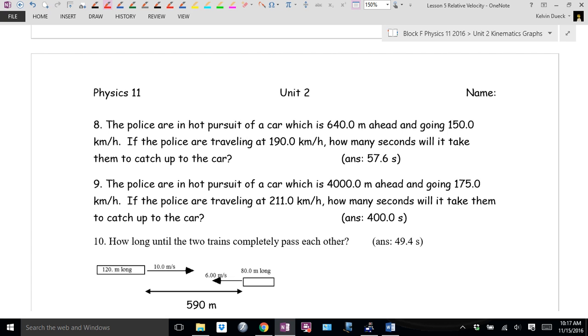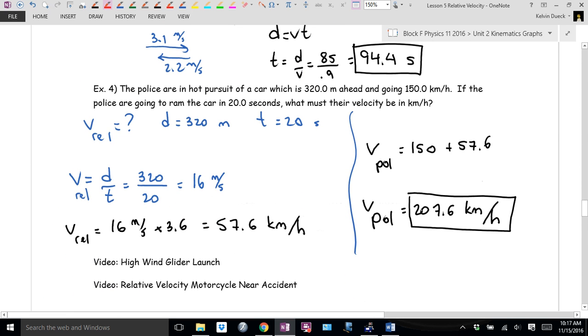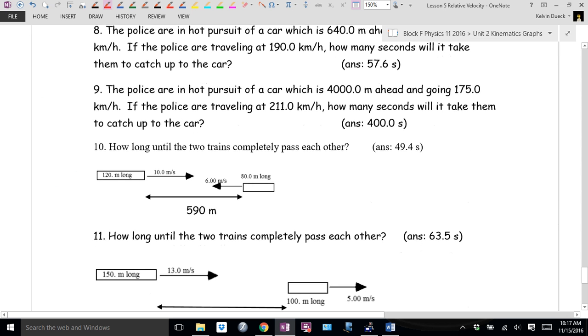Not the velocity, but the time. So see if you can figure that out. It's going to be fairly similar to what we did here, except I'll be able to figure out the relative speed or relative velocity. See if I can calculate time. You'll probably have to do some conversions along the way too. Okay? Number 9, same idea.